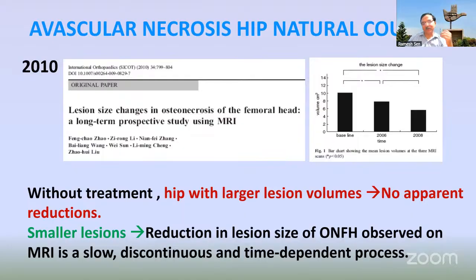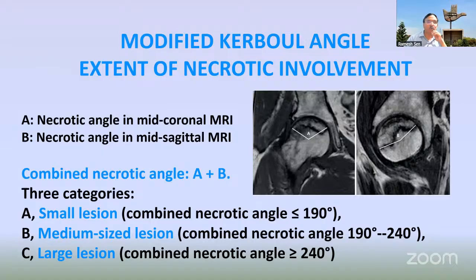This is a paper which looked at this, and they found that the larger lesions will have no reduction, but smaller lesions can reduce. Now, the question is, what is small and what is a large lesion? There we can take the help of the modified Kerboul angle. You take a mid-coronal MRI picture of the head and a mid-sagittal picture, draw lines from both sides to the center, and combine the angles, which is called the combined necrotic angle.